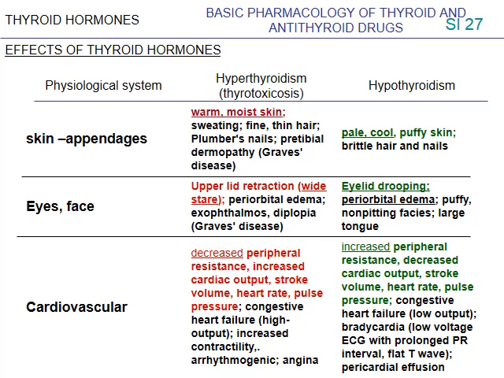In hyperthyroid state, skin will be warm, moist, patient may be sweating, they might have fine and thin hair, something called plumber's nails. Oftentimes they'll exhibit pretibial dermopathies, and particularly this is observed in Graves' disease patients. While in hypothyroid patients, the skin is usually pale and cool. It could be puffy. The patients will have brittle hair and nails.